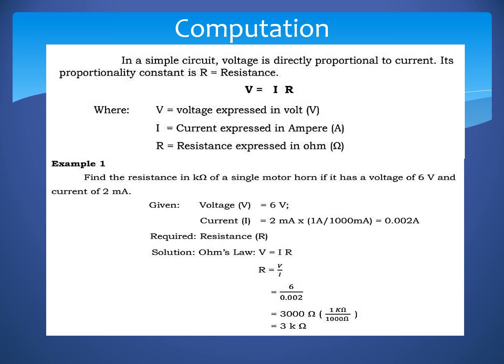Now it is required to get the resistance, and the solution for this follows Ohm's law, first formula. Since the resistance is required, you have to divide the voltage over the current. So you have there 6 divided by 0.002, and then you get the equivalent of 3 kilo ohms. That's the answer.